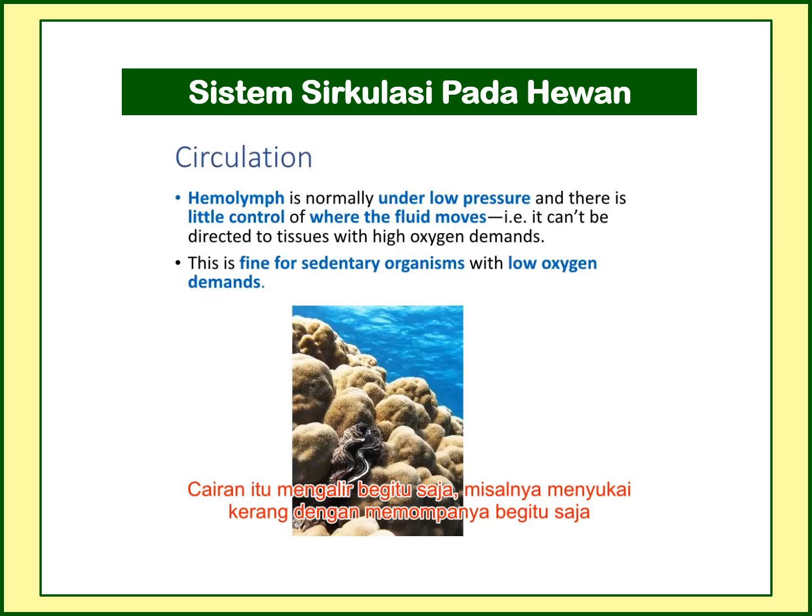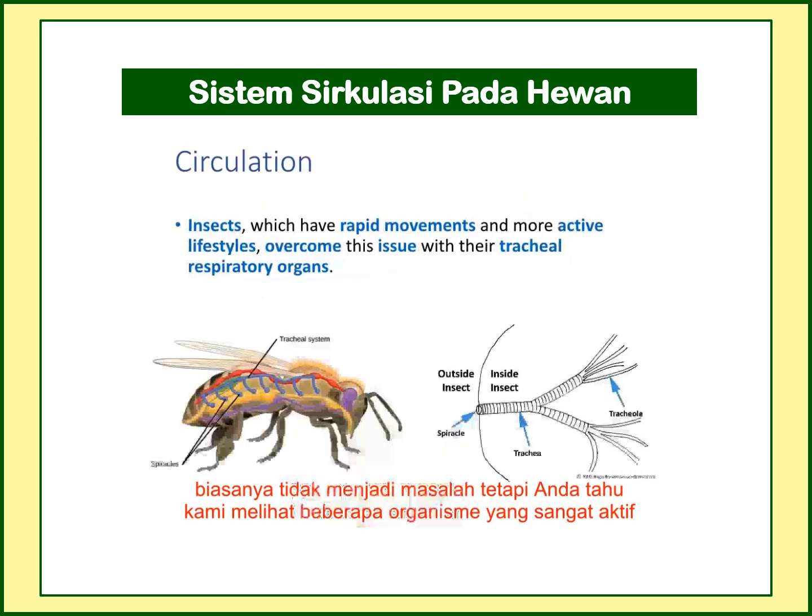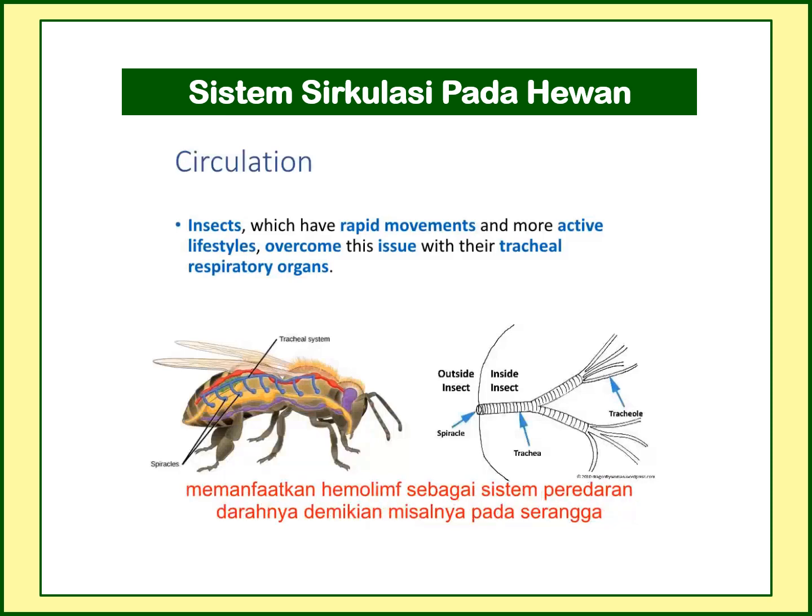So, for example, in clams, with pumping, it just sort of goes all over the tissues. This is not a problem, especially if you're a clam stuck to a certain spot. You're not moving around, you're sedentary, you don't have high oxygen requirements like some other organisms might. And so this undirected movement of hemolymph is normally not a problem. But we see some very active organisms that are utilizing hemolymph as their circulatory system.